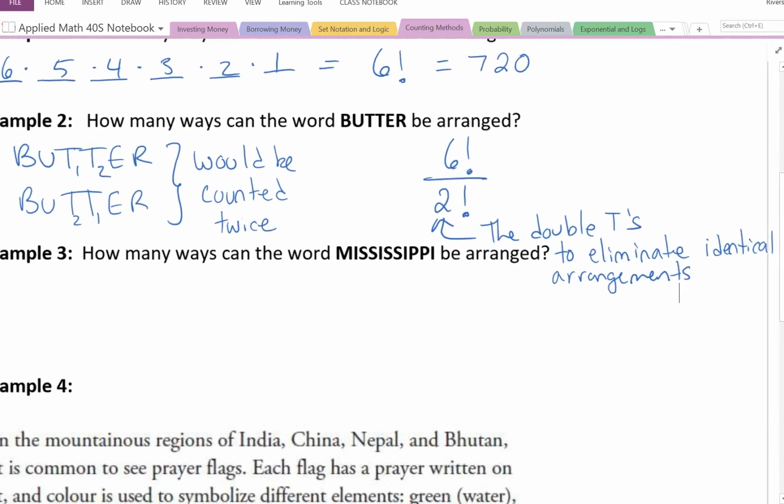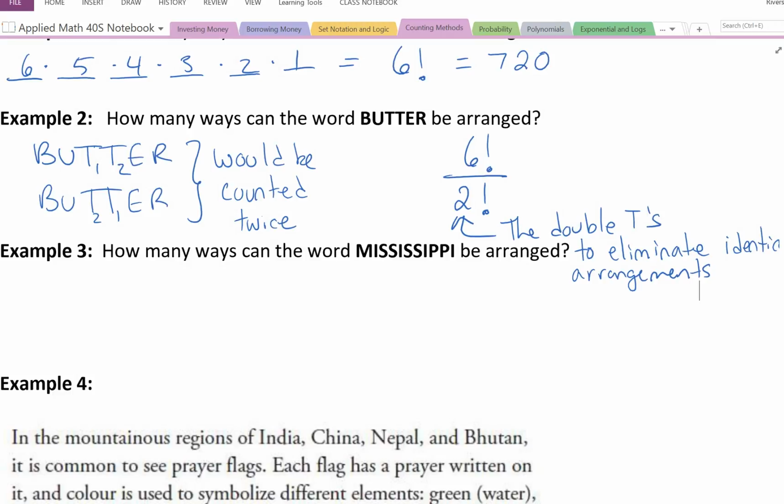So go ahead and try this next example, example 3. How many ways can the word Mississippi be arranged? Well, Mississippi has 11 factorial arrangements. But again, how do we deal with all those extra letters? So we've got 4 I's, so that would be 4 factorial for the I's. And then we've got 4 S's, so that would be divide through by 4 factorial for the S's. And then finally, we've got the P's, and there would be 2 factorial for the P's.